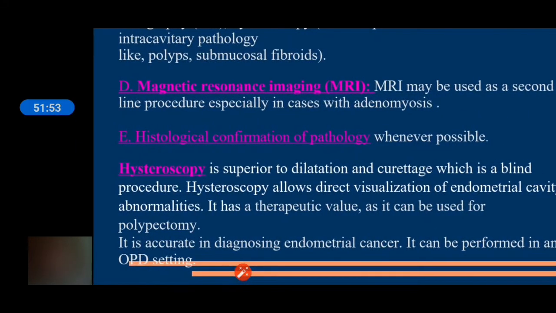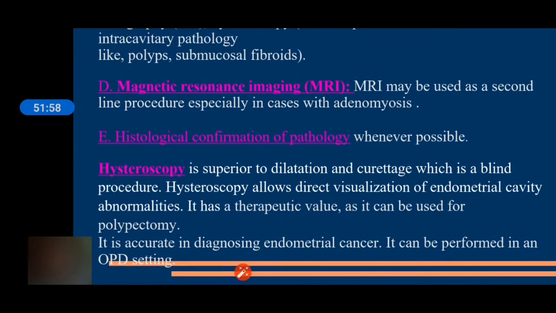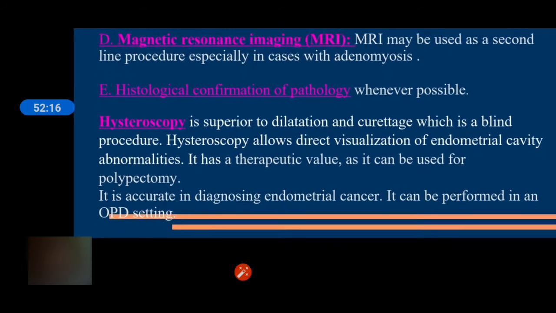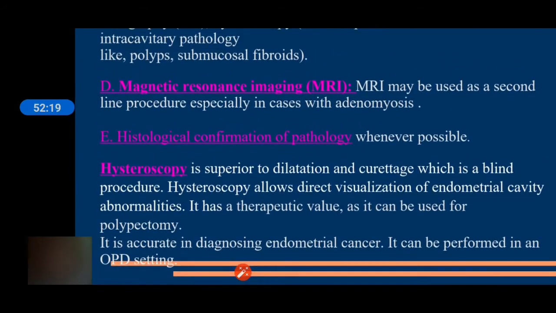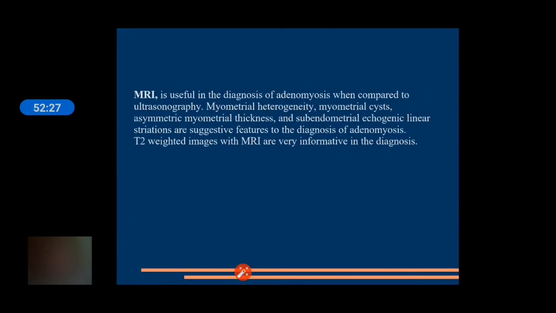Hysteroscopy is superior to DNC, because DNC, dilatation and curettage, is a blind procedure. Hysteroscopy allows direct visualization of endometrial cavity abnormalities, and it has a therapeutic value as it can be used for polypectomy. While doing hysteroscopy, if you find any polyps, you can simultaneously remove that polyp, or you can do the polypectomy also. So hysteroscopy is superior to DNC, and it is accurate in diagnosing endometrial cancer. It can be performed in an OPD setting. It is a simple procedure, but the main thing is you need a hysteroscope, that instrument.